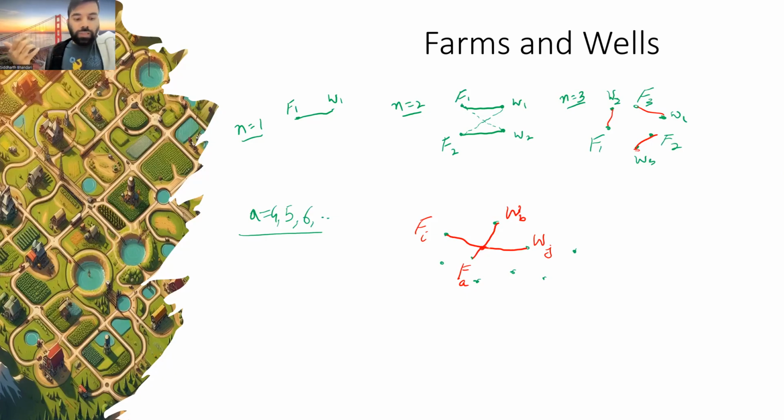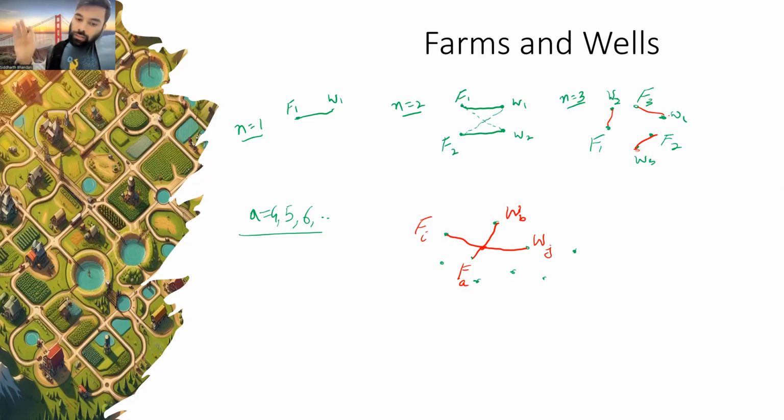So what does it mean to improve? So what can we do? I think probably the rules of the game are not clear to you. We are free to choose any well for F_I and any well for F_A. We are not forced. Nobody is forcing us. Like here, nobody was forcing us to join F1 to W1. You can join any farm to any well, except you have to do it uniquely.